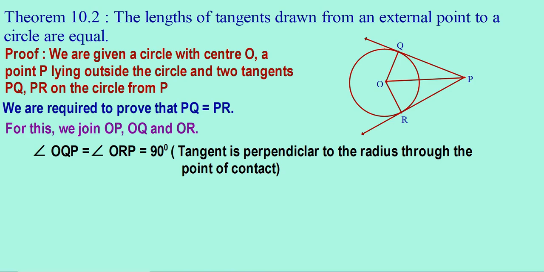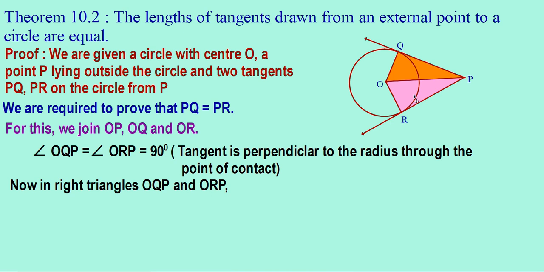So we can write angle OQP is equal to angle ORP is equal to 90 degrees. Reason: tangent is perpendicular to the radius at the point of contact. Now, in right triangles OQP and ORP, what about OQ and OR? Are they equal? Yes, they are the radii of this circle, so they are equal.